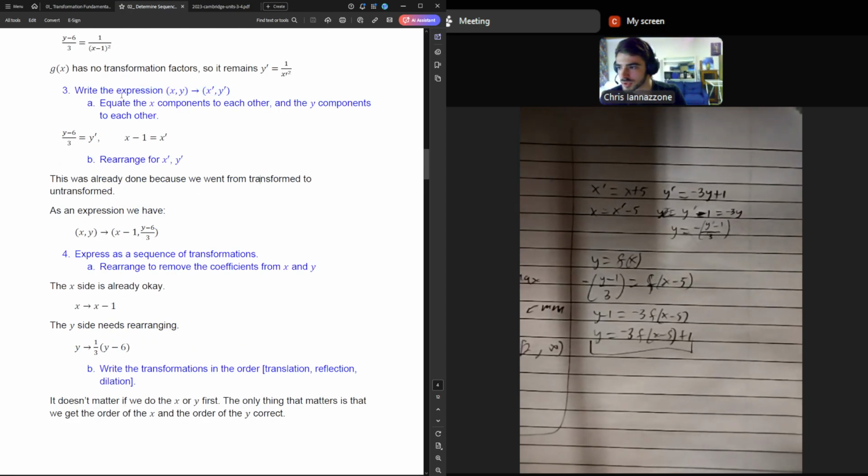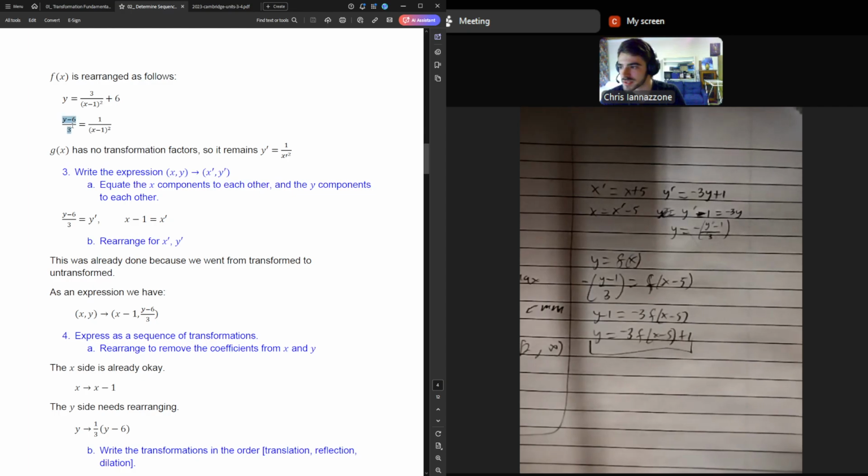Next, what we're going to do is equate the x components to each other and the y components to each other. So this is the y component of the first function, this is the y component of the second function. We're going to create an equation that equates both of those two things together. We're going to do the exact same thing for the x stuff. X take 1 is equal to x dash.